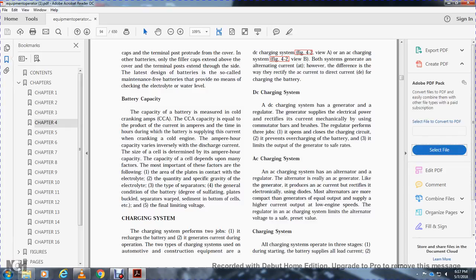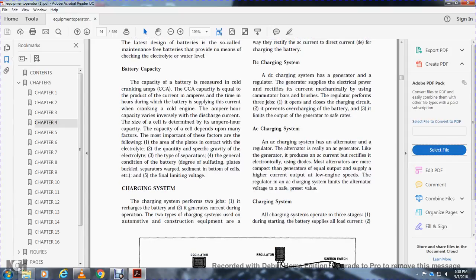The size of the cell determines the amp hour capacity. The capacity of the cell depends upon the main factors. The most important of these factors are the following: 1, area of the plate in contact with the electrolyte; 2, the specific gravity of the electrolyte; 3, the type of the separator; 4, the general condition of the battery, degree of the sulfating plate, the bulkhead and separated warmth and sediment with the bottom of the shelf, etc.; 5, the final limiting voltage. Charging system.